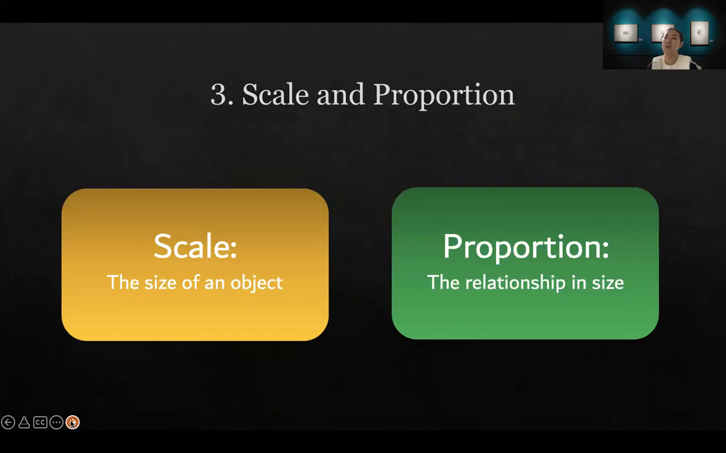Now let's move on to the next principle, scale and proportion. So scale is the size of an object or artwork relative to another object or artwork or to a system of measurement. And proportion refers to size relationships between parts of a whole or between two or more items perceived as a unit. So scale and proportion both have to do with the size.